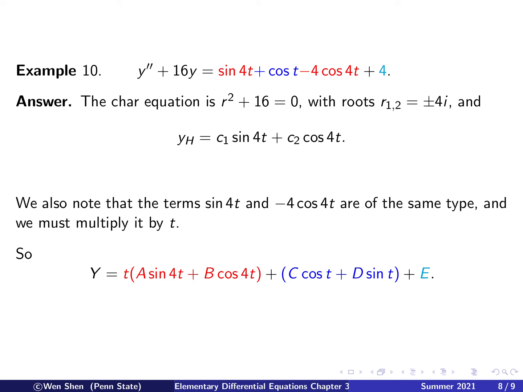Okay, now the next one is the blue term. That's cosine t. So this term is fine. So we know for a cosine t, we need to fit in a function containing both sine and cosine in general. Okay, and so we can just fit in a constant times cosine t plus a constant times sine t.